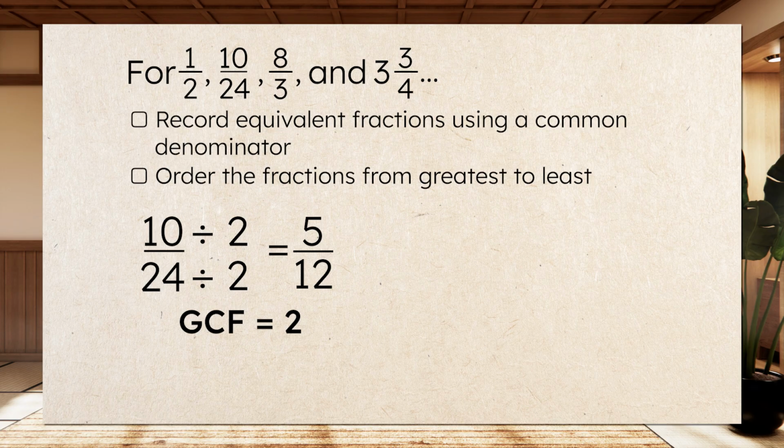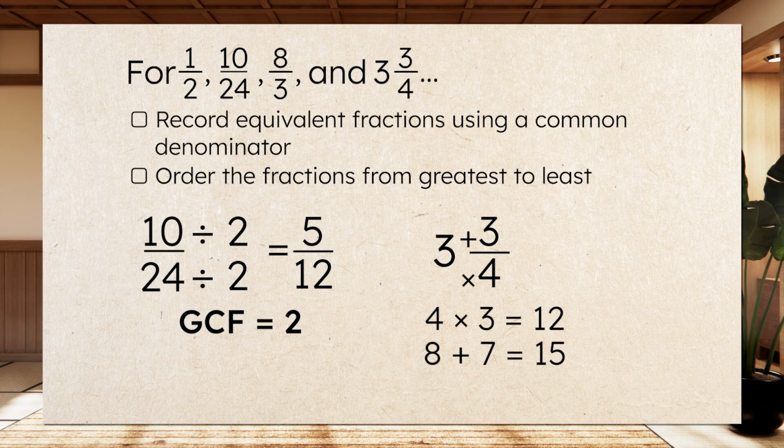Next comes our power-up technique, converting the mixed number. Since there are 2 improper fractions and 1 mixed number, let's convert the mixed number. 4 times 3 is 12, plus 3 is 15. We keep the denominator of 4, so the mixed number becomes 15/4.